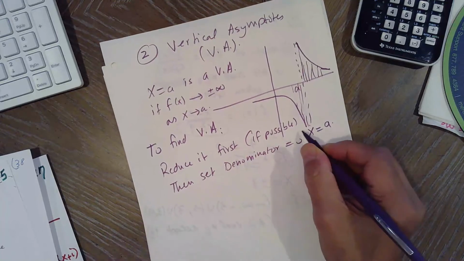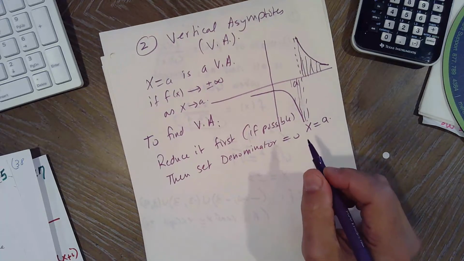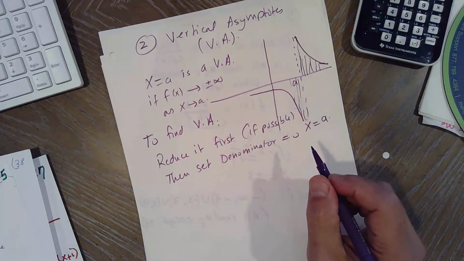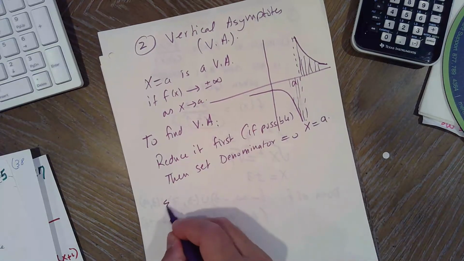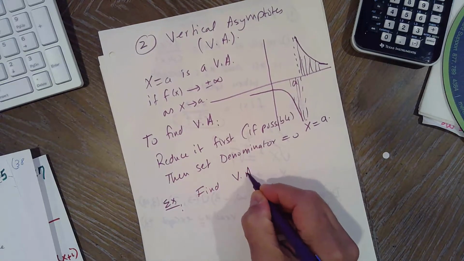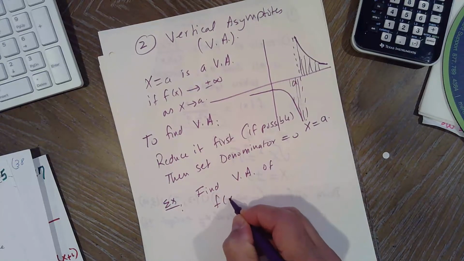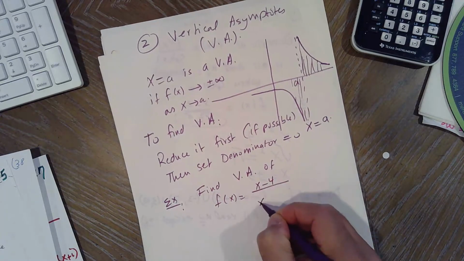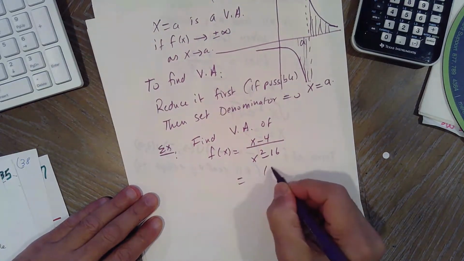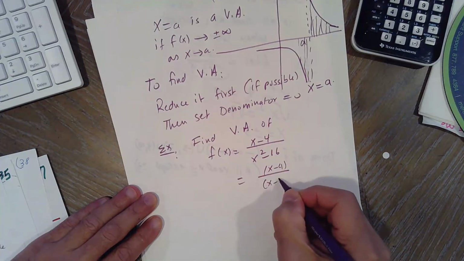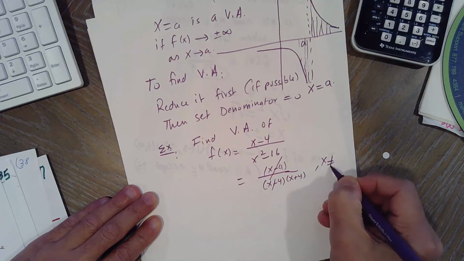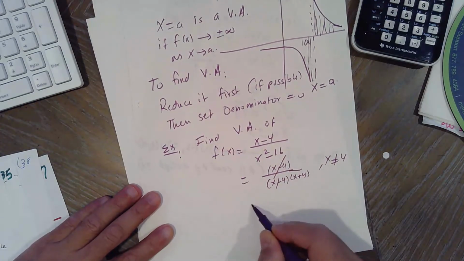And whatever values you get are going to be the vertical asymptotes, but you have to reduce first if it's possible. For example, to find the vertical asymptotes of f of x equals x minus 4 over x squared minus 16, first I would factor the bottom, a difference of two squares, and reduce it, as long as I know x does not equal 4 because I can't divide by 0.